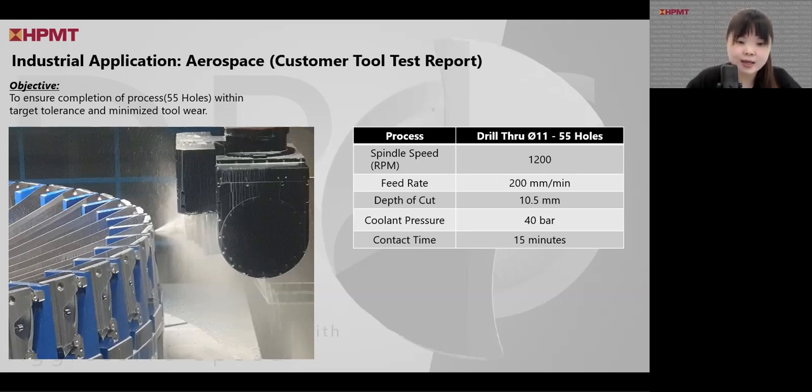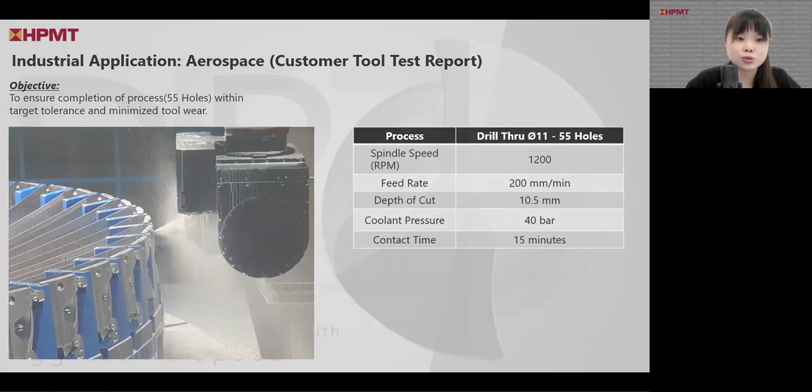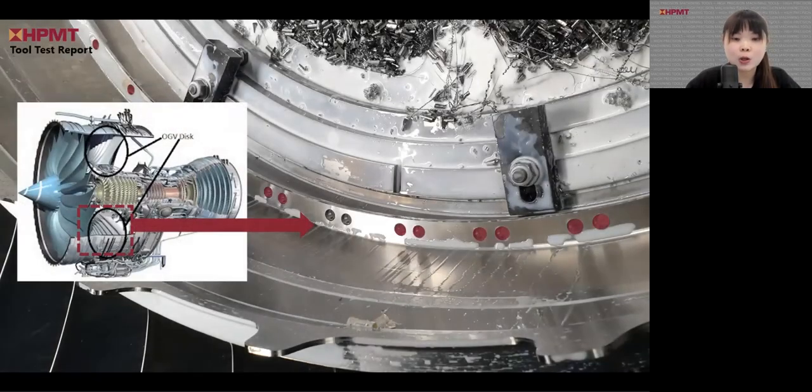Let's check what they are actually trying to do. This is also a picture shared by them, showing the kind of hole that they are trying to drill, like the ones you can see pointed out by the arrows. This component is actually a jet engine.